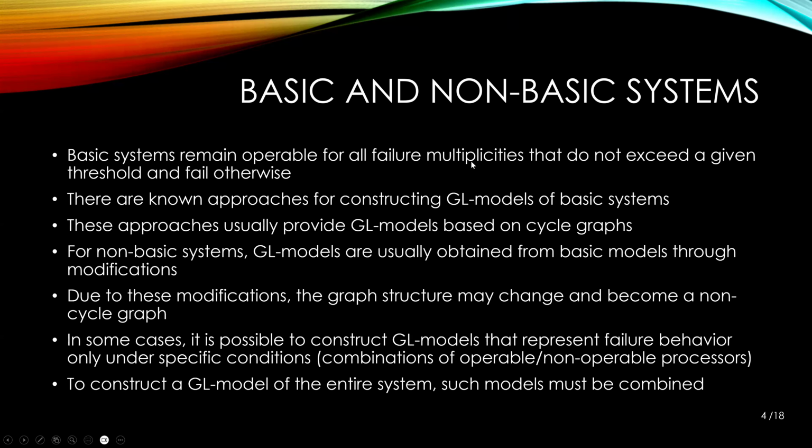Their operation depends not only on the number of failed processors, but also on the exact combination of failed processors. And for these systems, GL models are typically obtained by modifying basic models. As a result of this modification, the graph structure may change and become non-cycle.